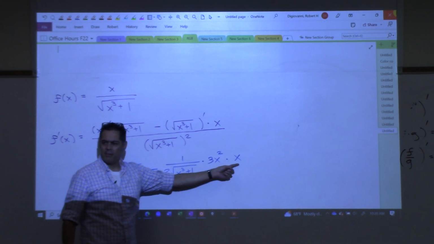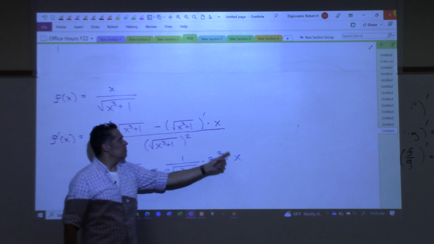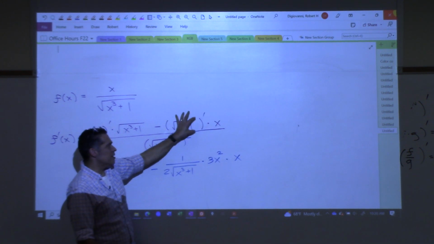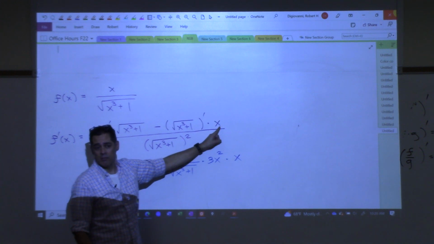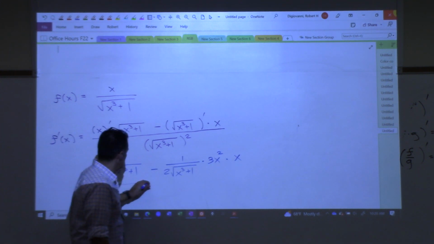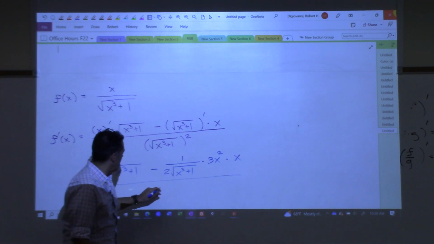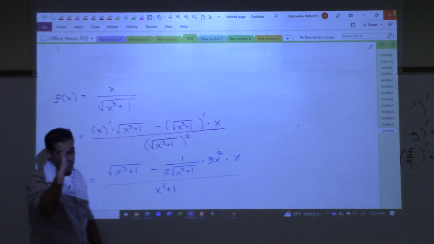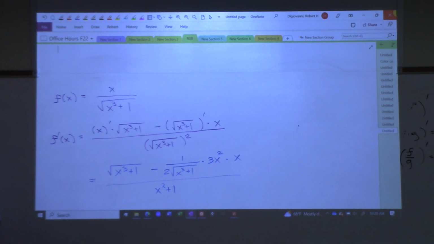And then where does that come from? This right here. It's not part of the derivative. It's part of the quotient rule. I'm missing, though, the whole bottom squared. And when you square that square root, the square root goes away. You just get that. That's your raw derivative.